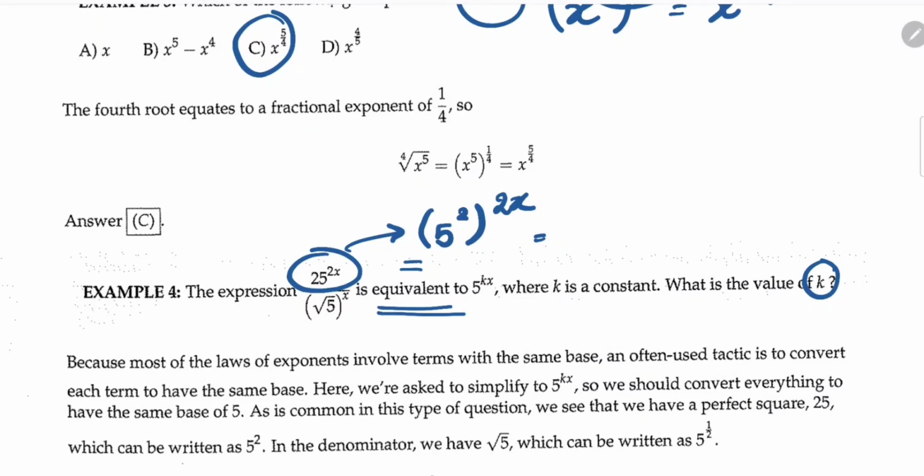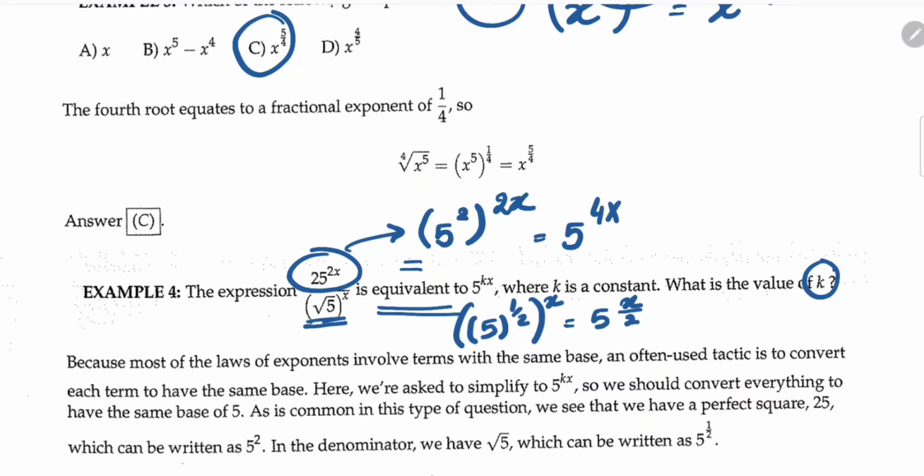So, simplify it, multiply the powers. So it's 5 to the power 4x, over root 5 all to the power x. How can I write root 5? It's 5 to the power half. Good job. So I can write this one as 5 to the power half, all to the power x. And I can multiply the powers also. So it will be 5 to the power x over 2.